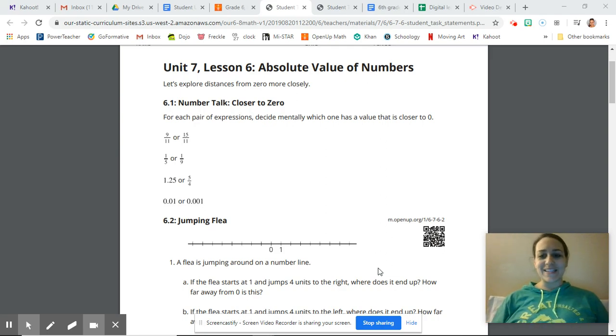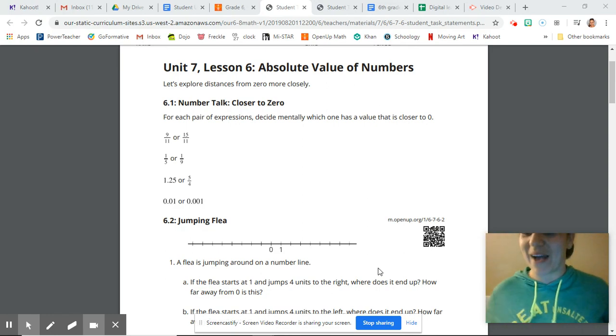All right, guys, so lesson 6 today, and I'm going to start off with just a little piece of a rhyme. My homeroom, or my team, I should say, shouldn't be surprised by this, but absolute value is the distance from zero. It's a positive number, and it's my hero. Absolute value is the distance from zero. It's a positive number, and it's my hero.